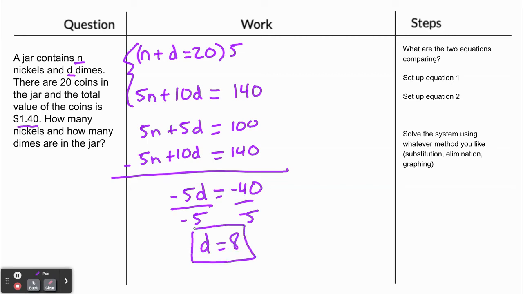If there are 8 dimes and there's a total of 20 coins, I know that if I plug this d back into the original equation, we would find out that the number of nickels there are is 12. So there are 12 nickels and 8 dimes in this jar.